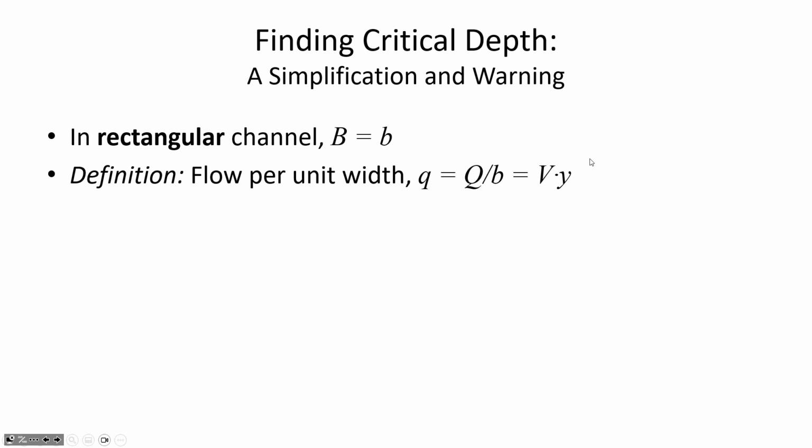So let's just check to see if it gives us the same flow per unit width. The velocity of 2.886 meters per second, and then the known depth of 0.866 meters. So that gives us 2.5 meters squared per second.